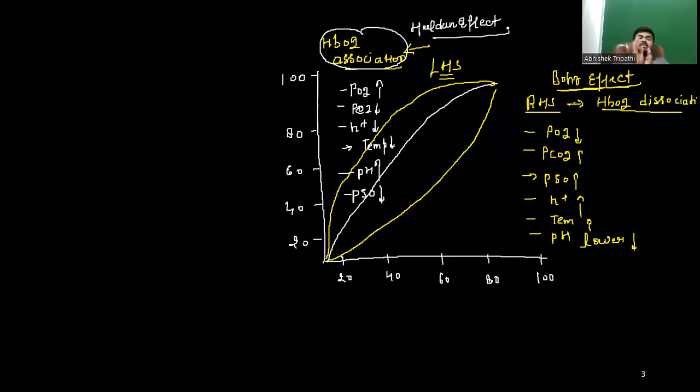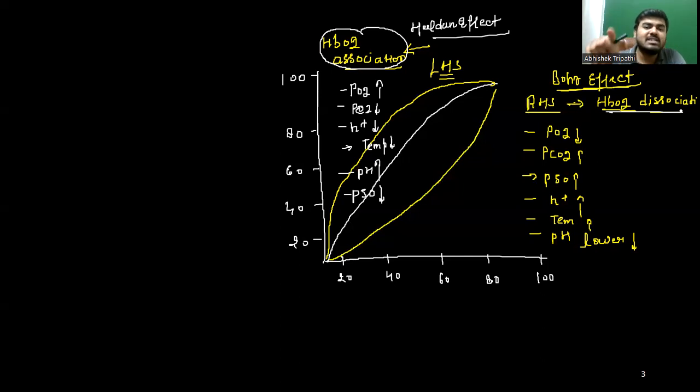So when a person moves toward a higher altitude, the curve shifts toward the right side. This is called the right hand shift curve, and it indicates the oxyhemoglobin dissociation curve. Here, partial pressure of oxygen decreases, partial pressure of carbon dioxide increases, P50 value increases, H plus concentration increases, temperature increases, but pH will be low.